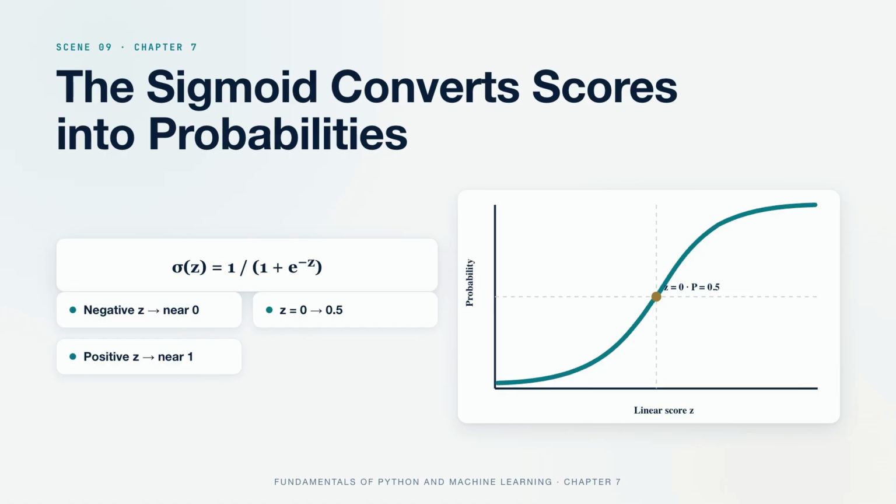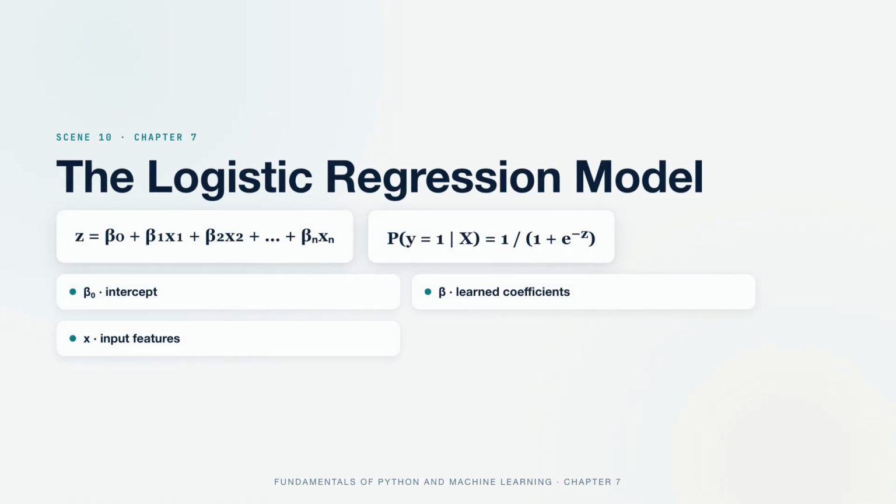This makes the sigmoid useful for turning a linear model score into a probability. Logistic regression begins by calculating a linear score. The score equals the intercept plus each feature multiplied by its coefficient. We represent this score with the letter z. The sigmoid function then transforms z into the estimated probability that the observation belongs to class 1.